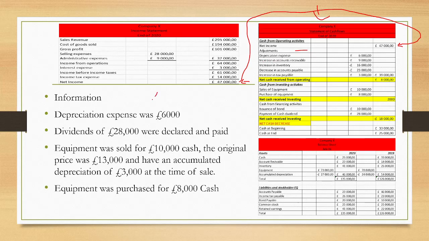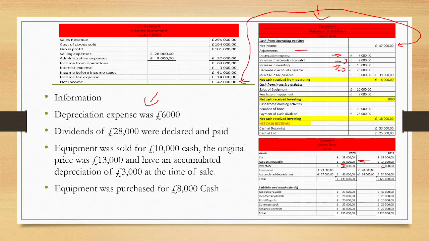In the additional information, we have the depreciation expense was 6,000, which we're going to list right here. Increase in accounts receivable, which we can find in the balance sheet right here. From 2019 we had 14,000, and then it increased to 23,000. So it's an increase of 9,000 in accounts receivable. Is it good or is it bad? Well, you tell me. We had an increase in inventory as well, from 25,000 in 2019 to 41,000 in 2020.